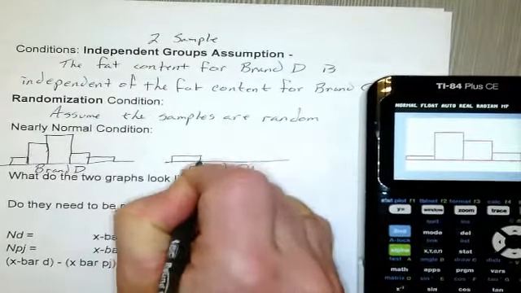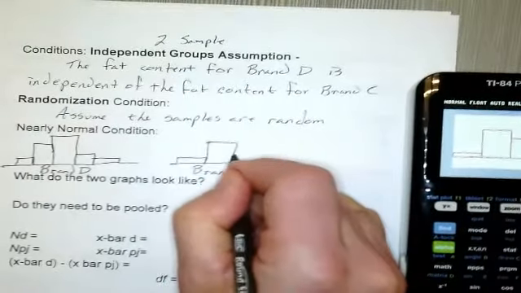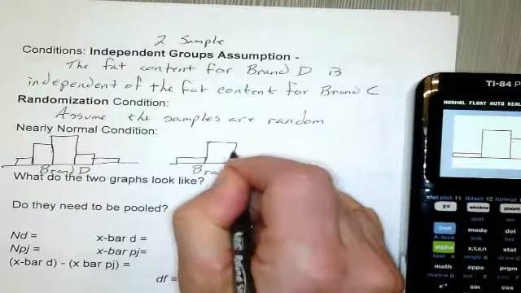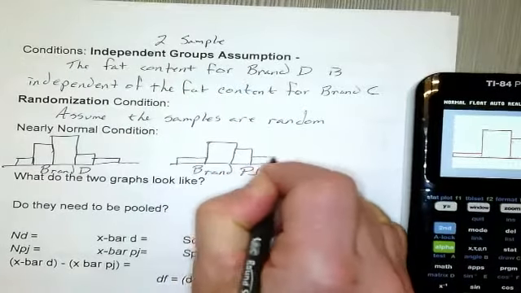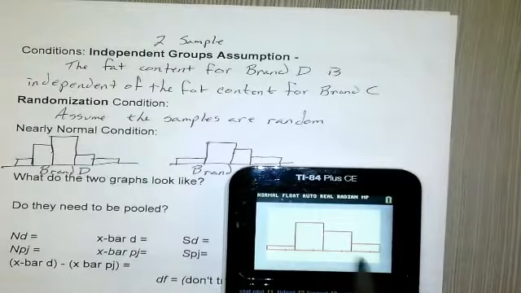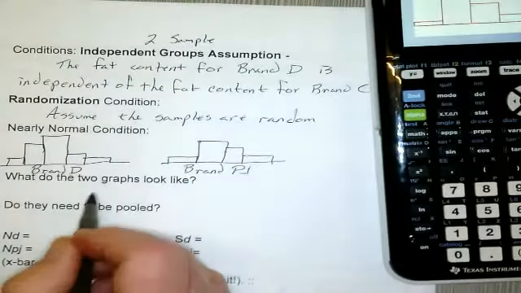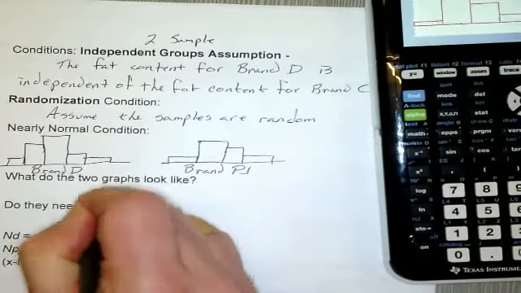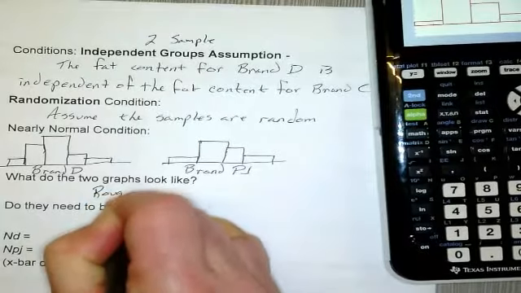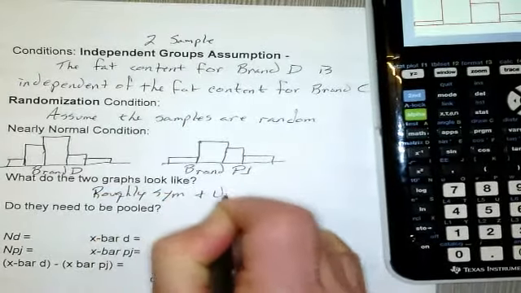So I've got this box, got this box, got this box, and got that box. Okay, we're going to say that's roughly symmetric and unimodal. It's definitely unimodal, but for our content, we're good with it. So what do the two graphs look like? They're both roughly symmetric. Remember, that's our whole purpose, and unimodal.